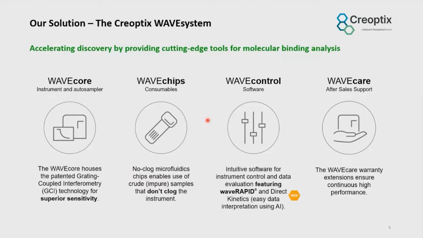Pillar 3 is our wave control software, and this is really intuitive software for instrument control and data evaluation. And this contains waveRAPID and direct kinetics. This allows us to do easy data interpretation using AI. As with all of our products, they're developed in-house in Zurich in Switzerland. And finally, we have the fourth pillar, which is the wave care. And this is the after-sale support where we make sure the instrument is happy, but also that you can access the applications team through our headquarters, but also through File Korea.